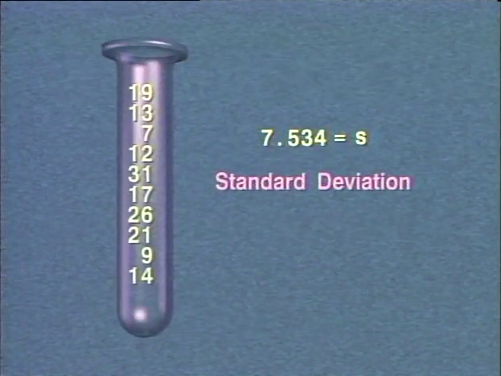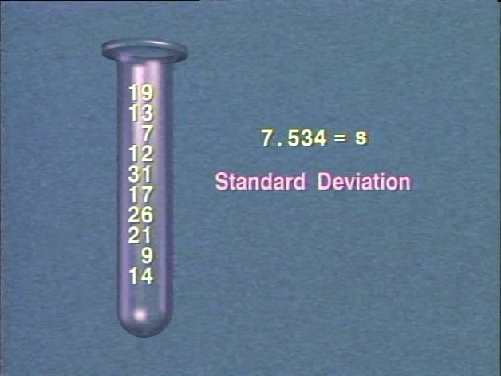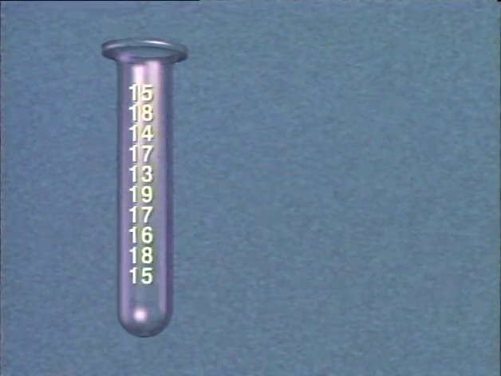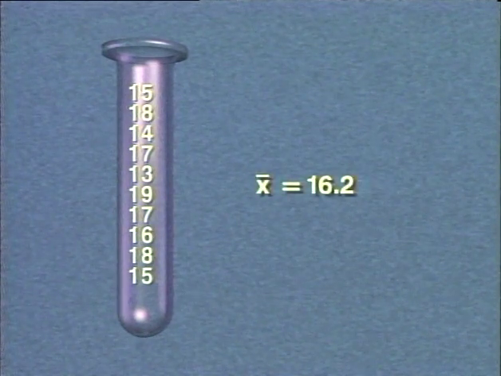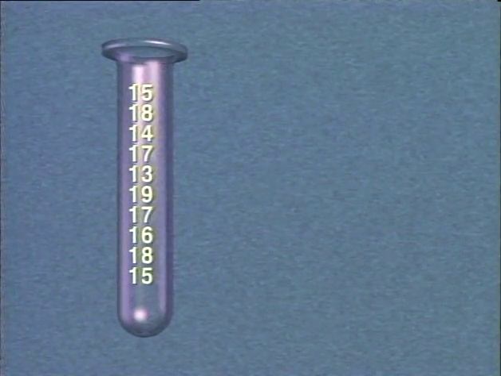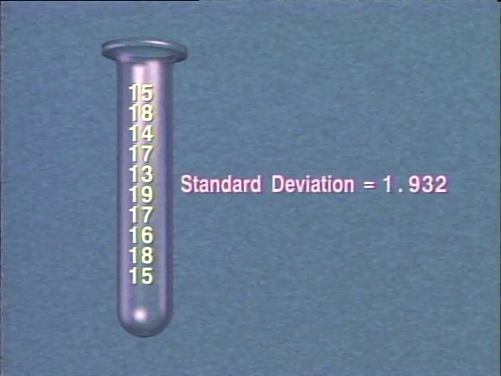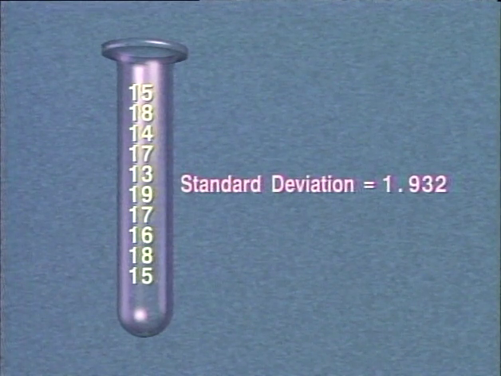For instance, let's return to our previous data. We found that s for these 10 data points was about 7.5. Now let's look at the values for a different compound, using the same patients. The mean in this case is almost the same as before, 16.2 as opposed to 16.9. But here the spread appears to be smaller, and calculating the standard deviation confirms it. Here s is only 1.9, which is a small deviation indeed, given these units.